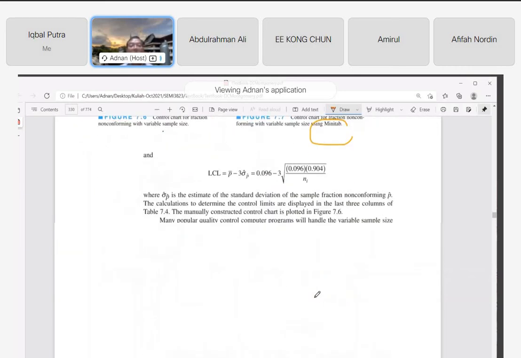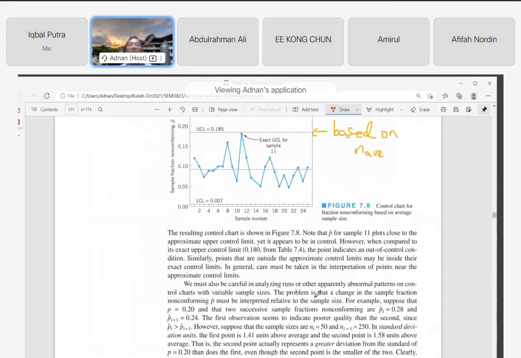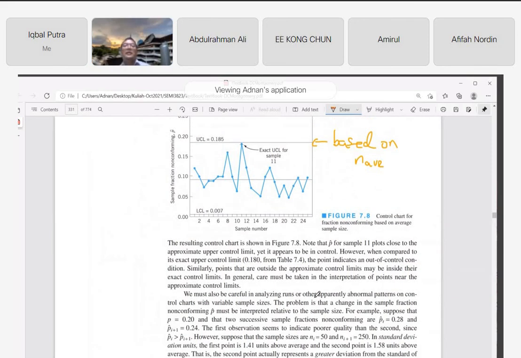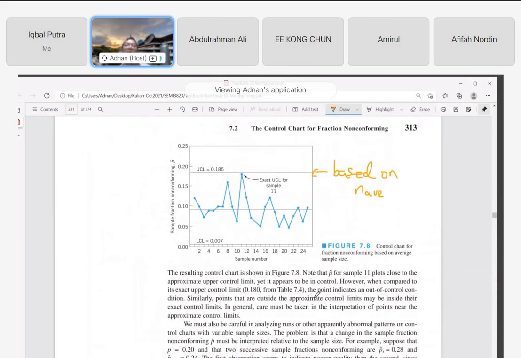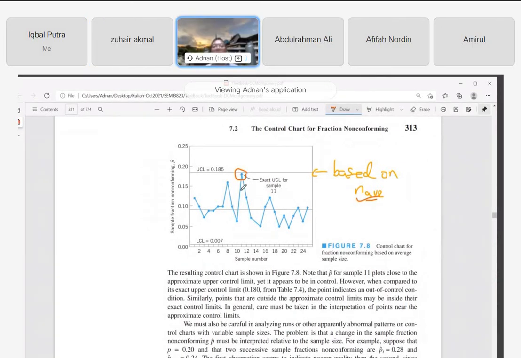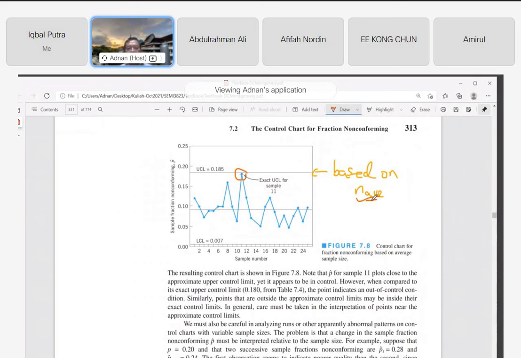But if you see here, sample number 11. What do you see now? Sample 11, using an average instead of individual n. Can anyone tell? Below control limit. Below control limit, right? This is based on an average.